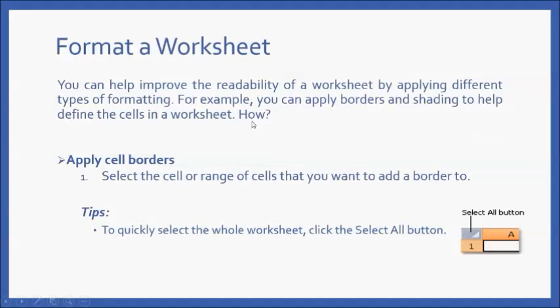To format a worksheet, you can help improve the readability of a worksheet by applying different types of formatting. For example, you can apply borders and shading to help define the cells in a worksheet. So how? The first one is to apply cell borders. Select the cell or range of cells that you want to add a border to. And then to quickly select the whole worksheet, click the Select All button.